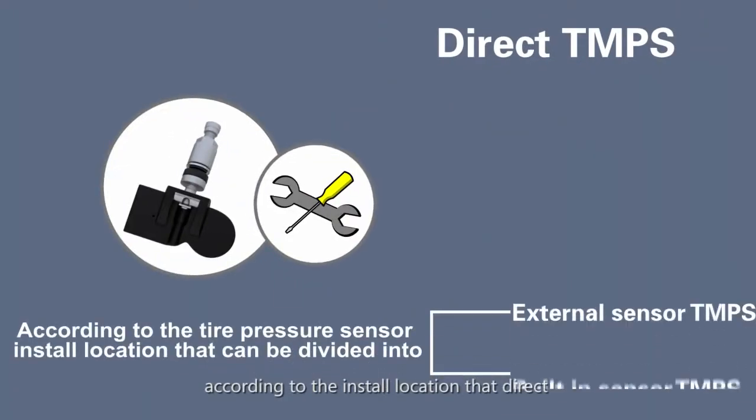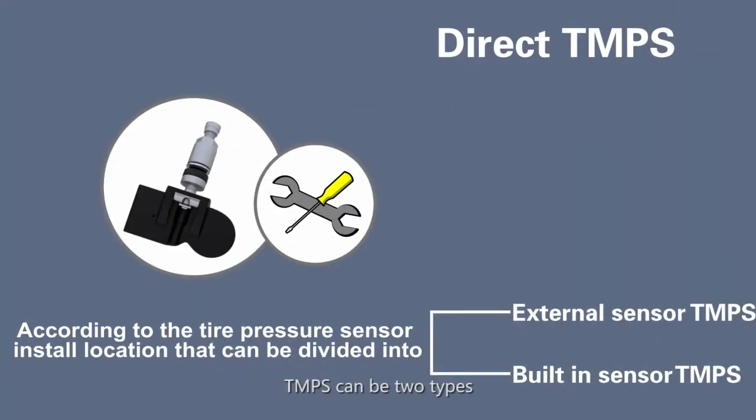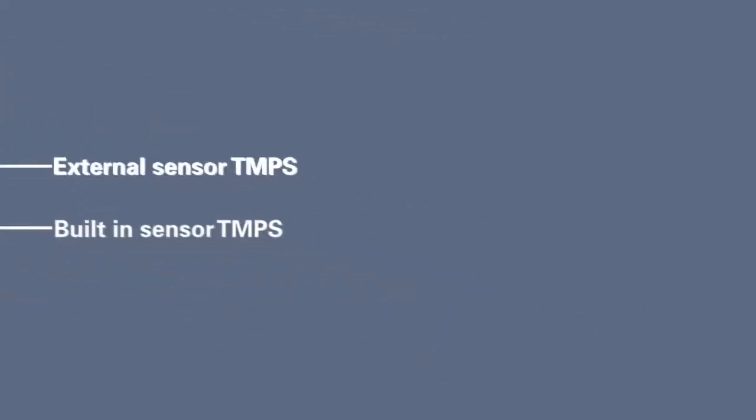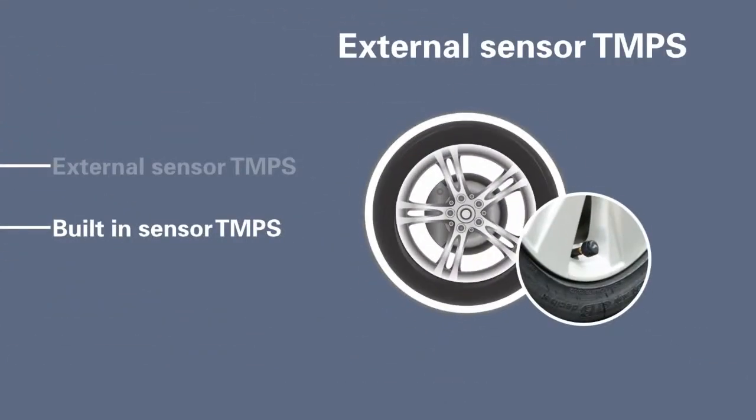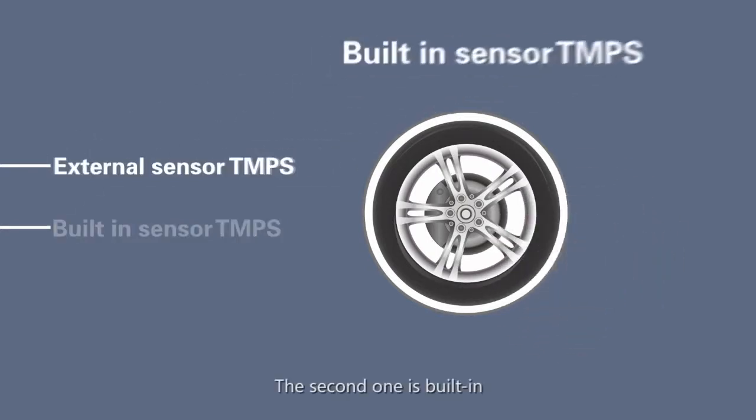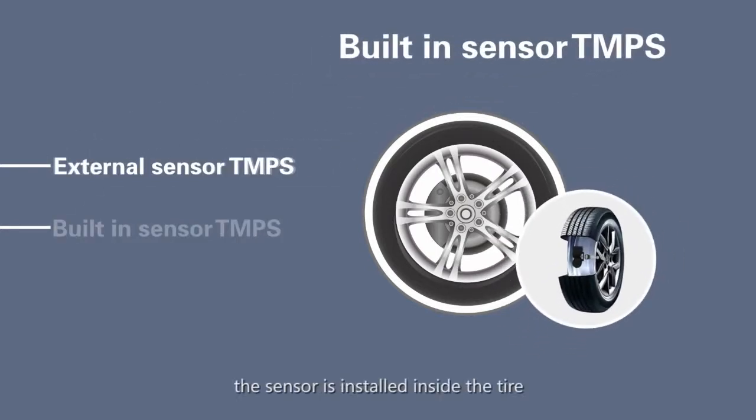According to the install location, direct TPMS can be 2 types. The first is an external type. Install a sensor at the valve. The second one is built in. The sensor is installed inside the tire.